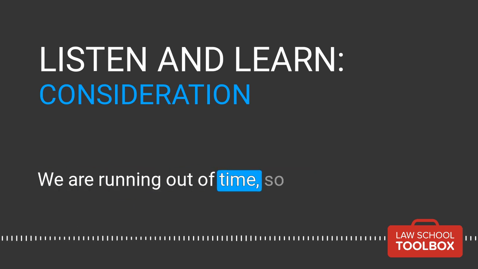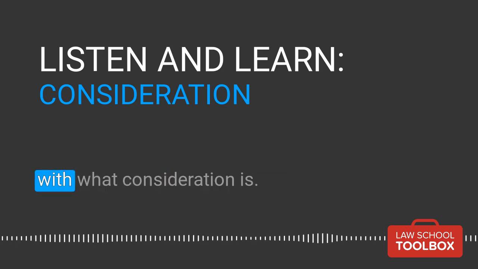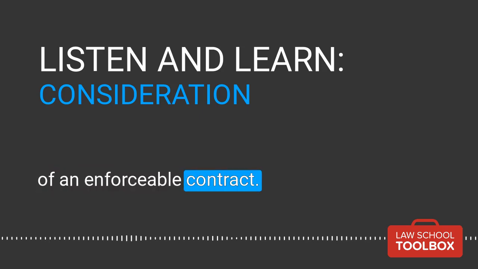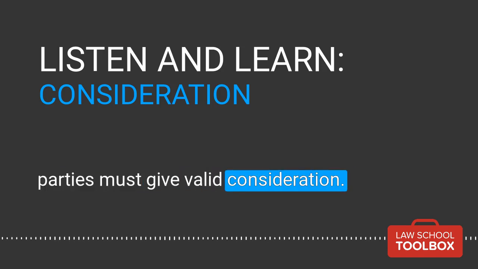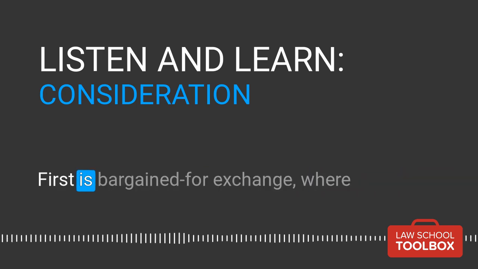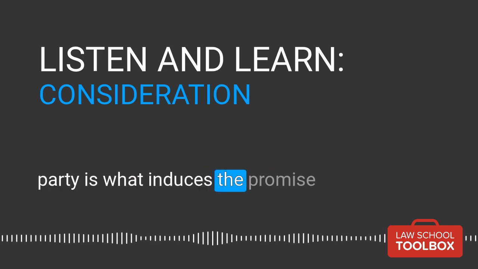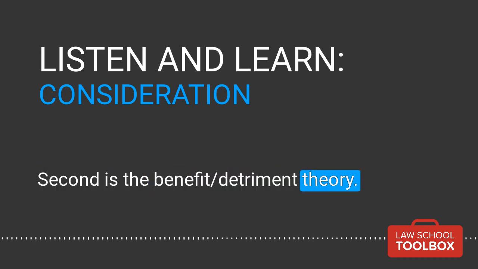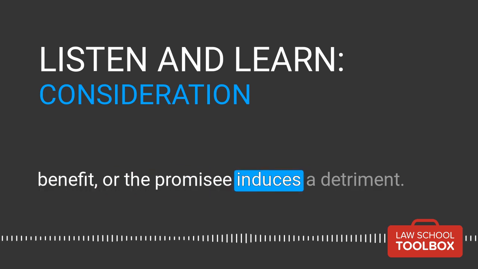We are running out of time, so let's recap what we've learned. We started this episode with what consideration is. Consideration is an element of an enforceable contract. This means that to be enforceable, both parties must give valid consideration. Consideration can be satisfied in one of two ways. First is bargained for exchange, where the promise or performance of one party is what induces the promise or performance of the other party. Second is the benefit-detriment theory. This is when either the promisor gains a benefit or the promisee induces a detriment.